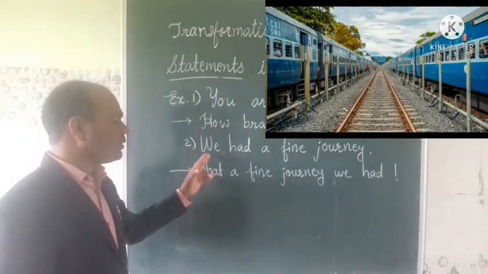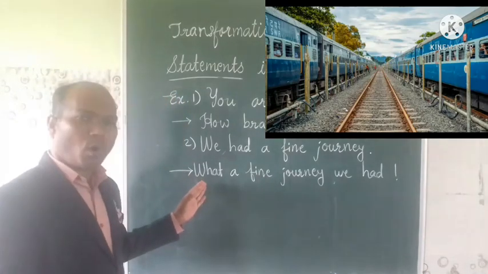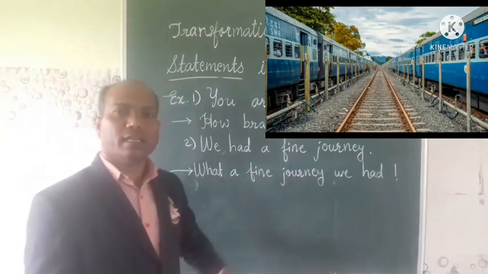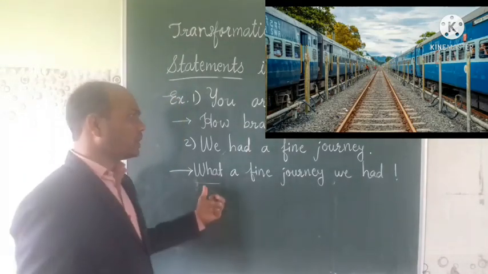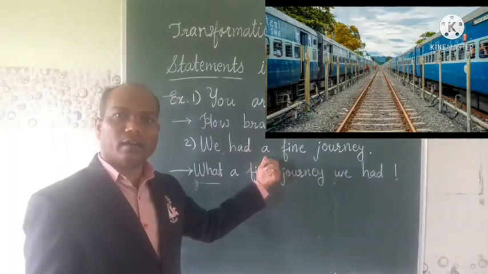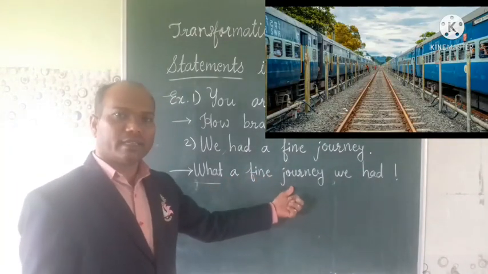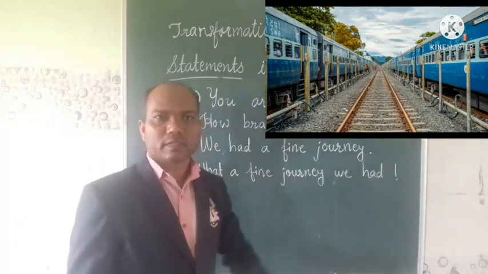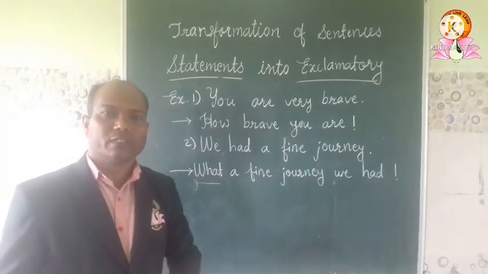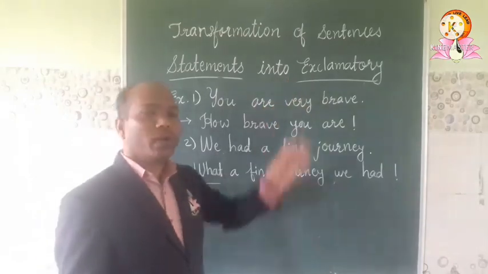Next example, we had a fine journey. Answer, what a fine journey we had! Here "what" is used because "a" is given in the statement. So "what." After that "a fine journey," then subject and verb. The same sentence ends with the exclamation mark. Dear students, in this way we can change statements into exclamatory sentences.